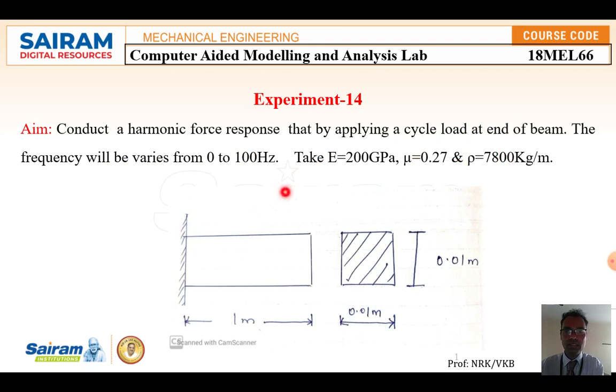This is a cantilever beam, so one end is fixed. The length is given as 1 meter, and the cross section is the same, 0.01 and 0.01 meters, so it looks like a square. The cyclic load is applied at the end of the beam. Now we will see how to solve this problem using ANSYS.